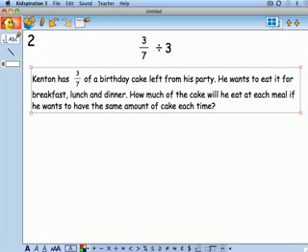For example, Kenton has 3/7 of a birthday cake left from his party. He wants to eat it for breakfast, lunch, and dinner. How much of the cake will he eat at each meal if he wants to have the same amount of cake each time?